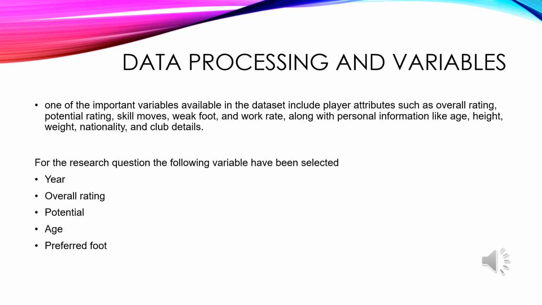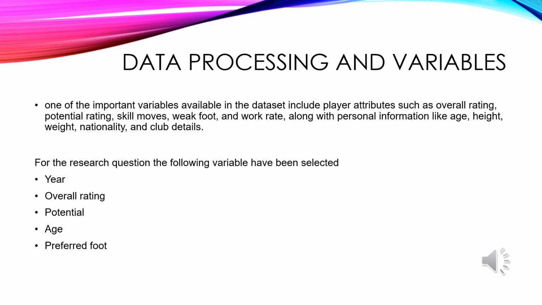The FIFA 20 complete player dataset from Kaggle provides a comprehensive set of variables for analysis. Some of the important variables in the dataset include player attributes such as overall rating, potential rating, skill moves, weak foot, and work rate, along with other personal information like age, height, weight, nationality, and club details. The variables we have selected for analysis are the following. The year. This variable indicates the year of the FIFA game, in which case FIFA 20. It's important to include this variable to ensure that the analysis is based on the correct dataset and not any other FIFA games.